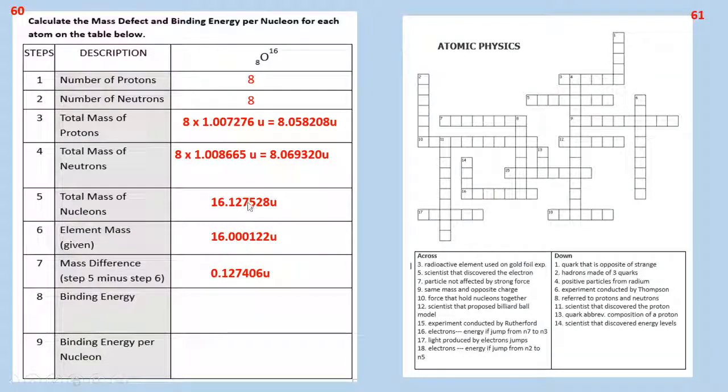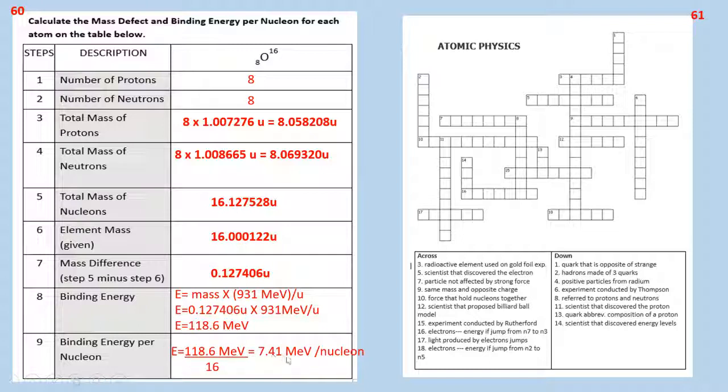Now the mass difference is when I subtract the top number minus the bottom one. So I have this number. That's the mass defect or mass difference. So the binding energy is the mass defect times 931. See, very simple. And we have 118.6 MeV. And for the contribution of each nucleon, I have to divide this number by the total number of nucleons, which is indicated here at the top of the chemical element, 16. So 7.41 MeV per nucleon.